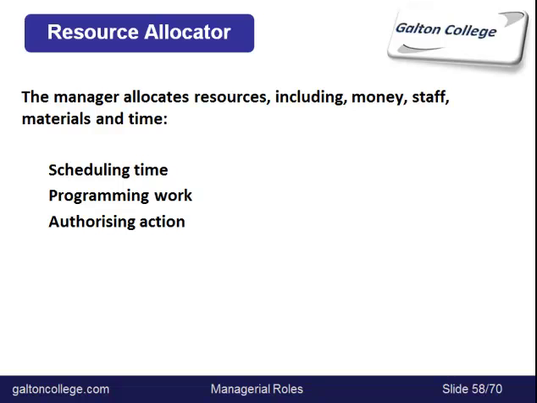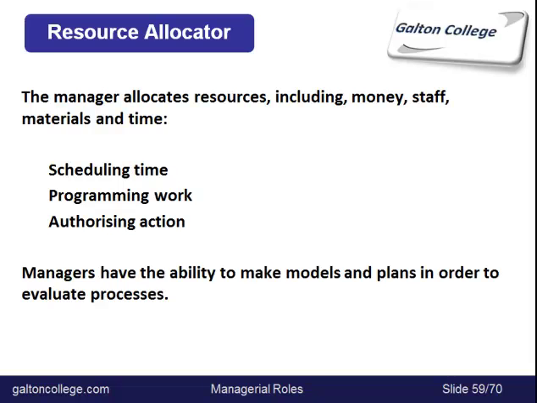Time, work, making sure that the work is done according to the requirements of perhaps the distribution section and what was promised to the customer. It authorizes action, what should be done and when it should be done. The managers have the ability to make models and plans in order to evaluate processes, so they can look at the processes required and try to model these to make sure that what's being done is consistent and logical, and it meets the requirements of the customer, and it's also efficient for the organization. So they are using resources efficiently.